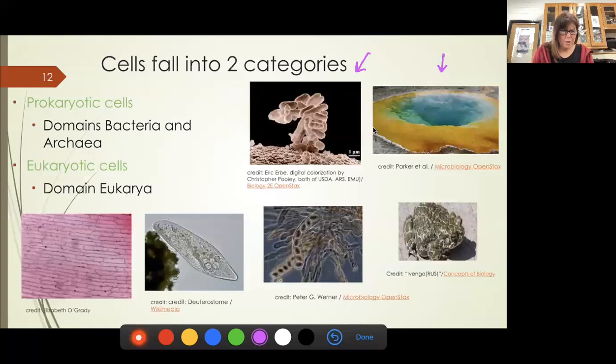And then we have domain Eukarya. We can see all kinds of examples, and you'll look at this one. This is an onion. It looks like an onion cell. This is a paramecium. This is conidia, which we find in fungi. And then we have our toad from class Amphibia.